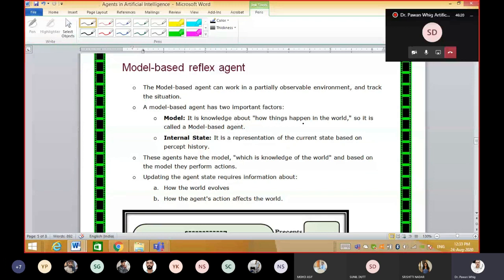It is called the model based agent because there is a particular way to do the thing in an order. That is what we call the model. So we provide a model in this particular agent, and the internal state, that is where you have to start, which is the representation of the current state based on percept history. These agents have the model, which is a knowledge of the world, and based on the model they perform actions.